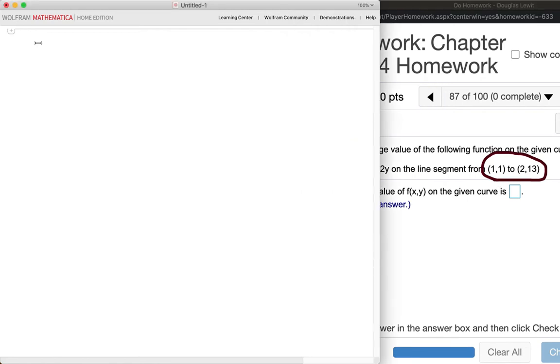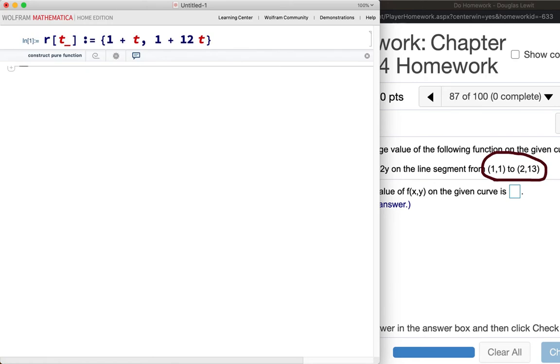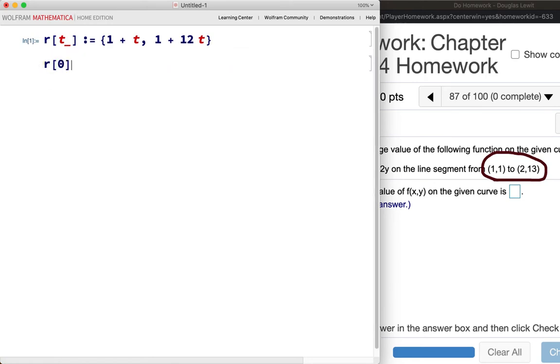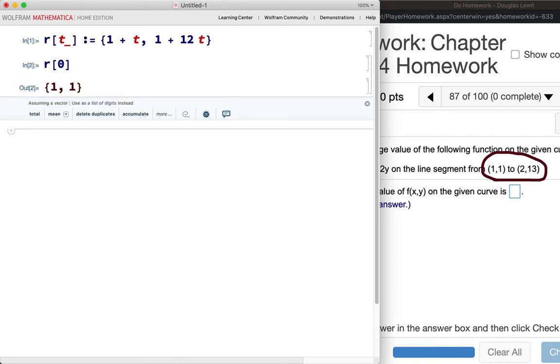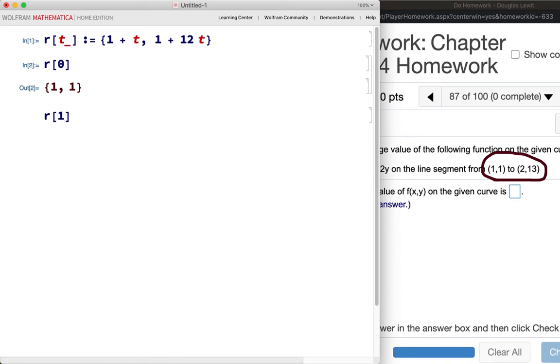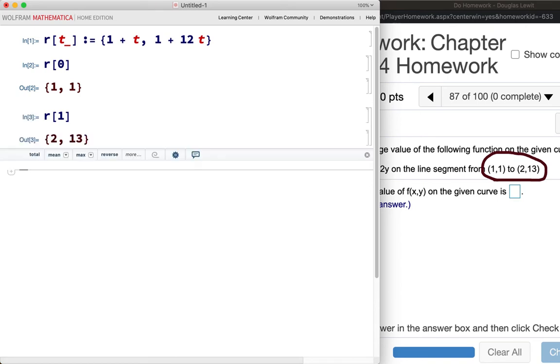So what we're going to do is, let's see, r of t is equal to 1 plus 2 minus 1 is 1, so 1 plus t, and 1 plus 13 minus 1 is 12, 12 times t. And shift enter. Okay, let's try it. R of 0 should give me 1, 1. And R of 1 should give me 2, 13. Okay, terrific.